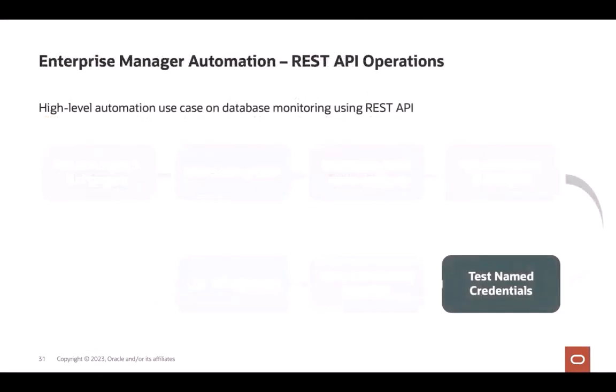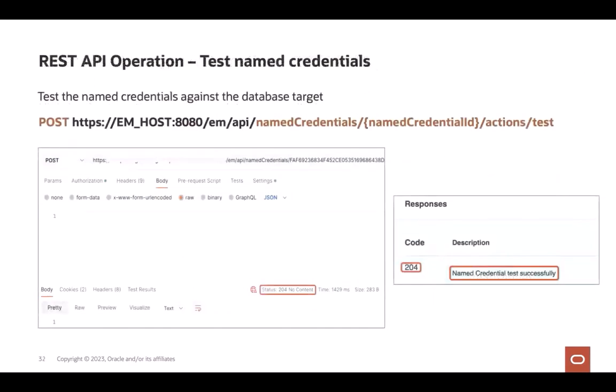So now that we have created the name credentials, let's do the test operation to see whether the created name credential works even before we use it in any of our automations. For testing the name credential, we use the post operation, and in the URI, we pass the name credential ID, and then actions/test. So by passing the post operation with the name credential ID, you can test the name credential, and here you can see the return status code as 204, which shows that the name credential is successfully validated, and we can use it in our workflows in EM.